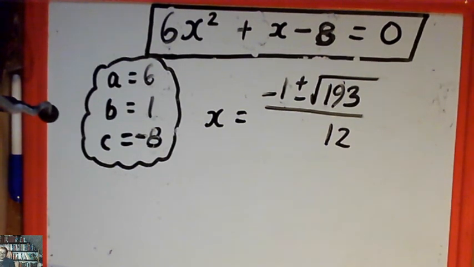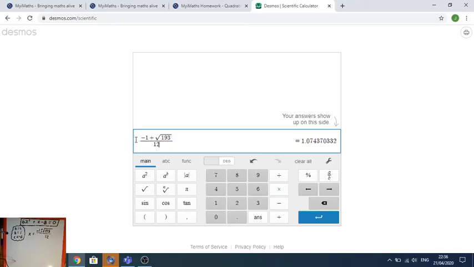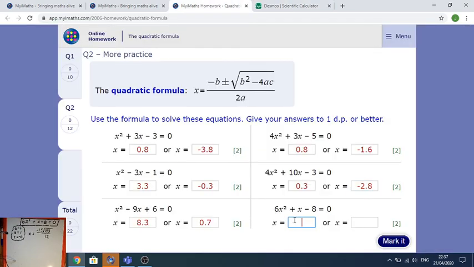Okay, so I'm going to skip writing two lots there. I'm just going to get straight over to the scientific calculator because I think you've got the drill by now. So over to the scientific calculator. Okay, so the first solution is where we have minus 1 plus root 193 all over 12, and that gives us this value, which is going to round to 1.1. So I'll put that in on iMaths as 1.1.